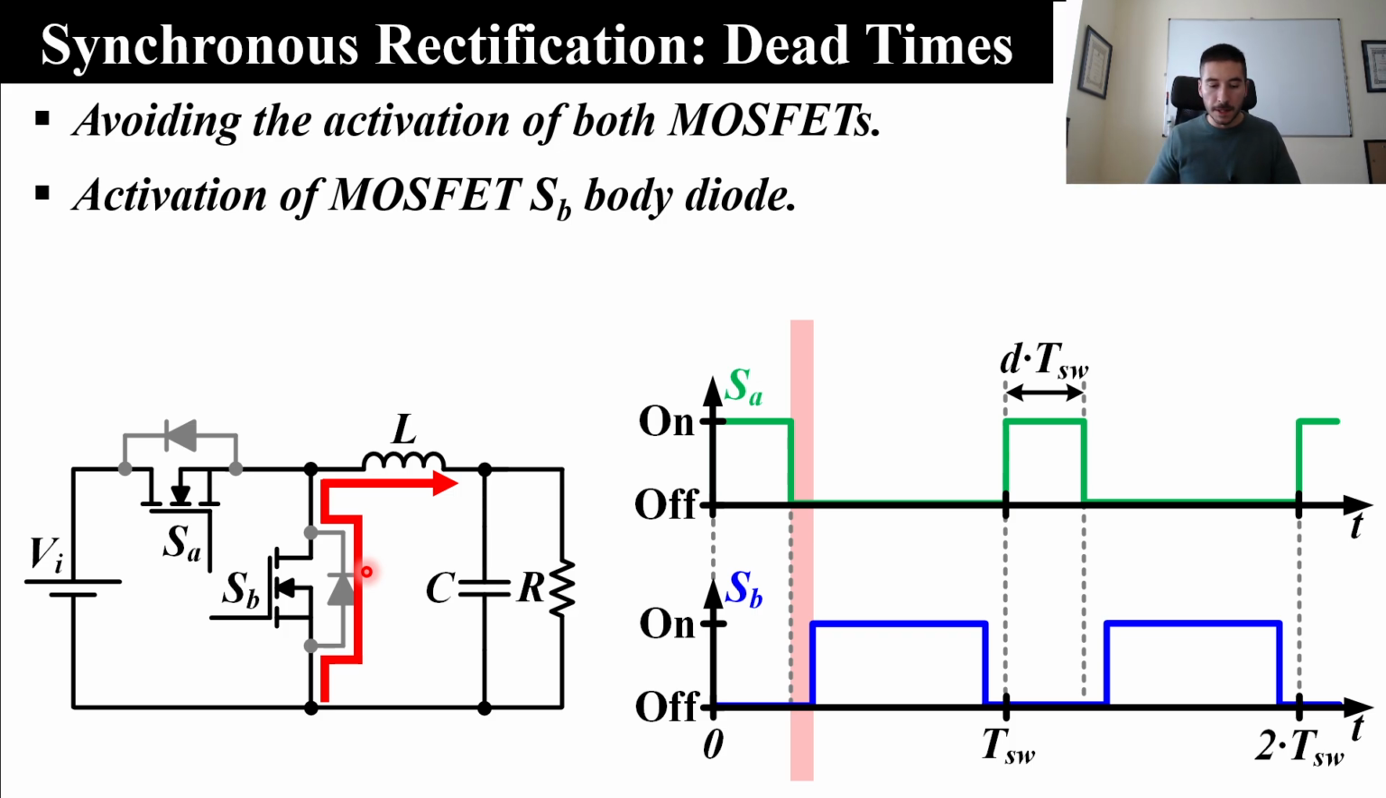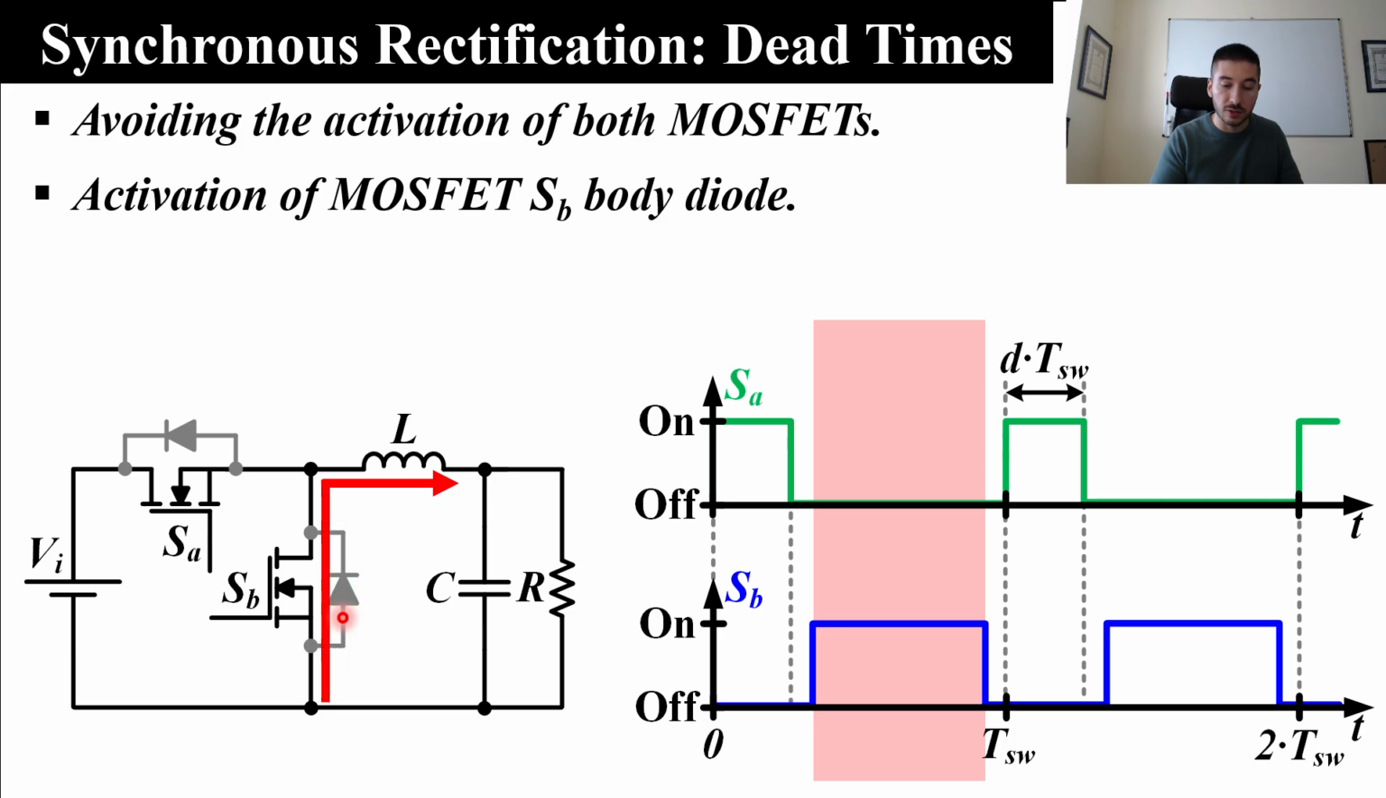After that, since we want to minimize conduction losses, we activate the second MOSFET in this part. What is the current path in this situation? In this situation, the current is going to flow through the MOSFET channel, because we assume that the on-resistance, the RDS(on), is small enough.